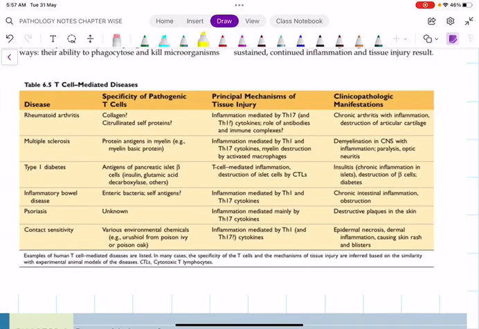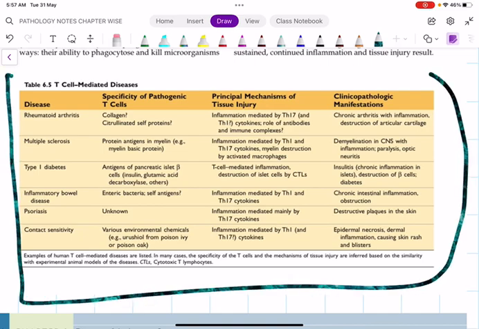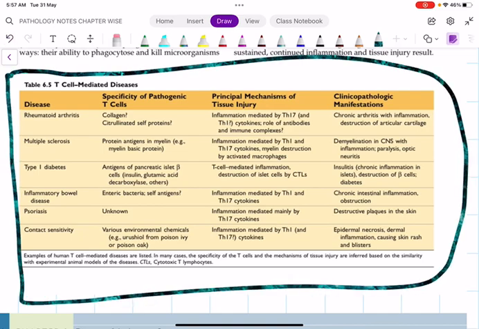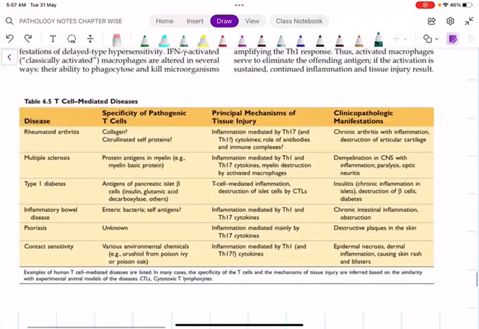Let us see some of the examples. Remember, out of this complete table, I am going to draw this table. Very important, VVIP. This is a VVIP table.